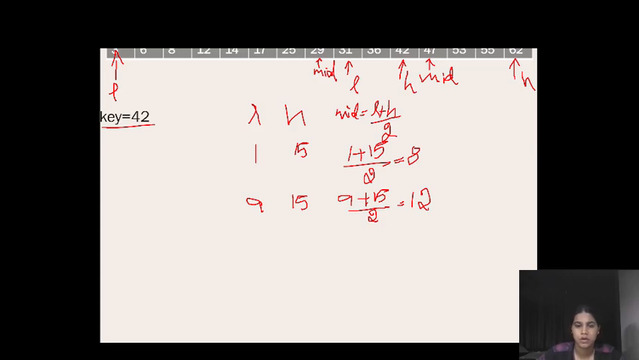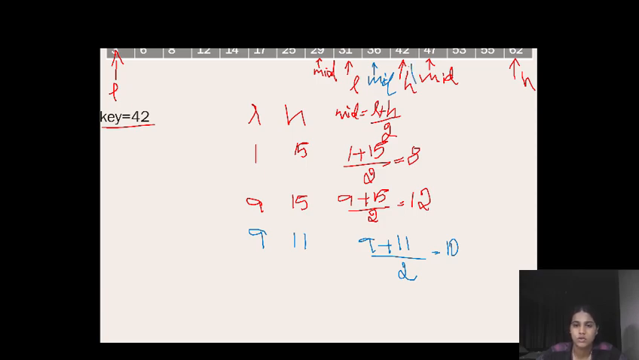So now low is 9, high is 11. 9 plus 11 divided by 2 is 10. The 10th position is mid, which is 36. Let us compare the key and the mid. 42 is greater than 36. Again, the low position will change, as we saw in the algorithm, to mid plus 1. 10 plus 1 is 11.